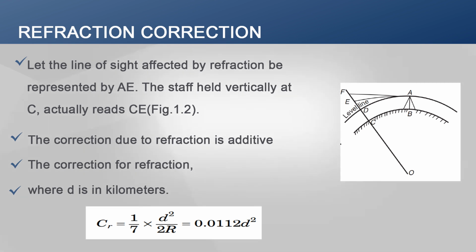The correction for refraction, that is CR, will be equal to 1/7 into D square upon 2R. Solving it, it will result in 0.0112 into D square, where D is in kilometers.